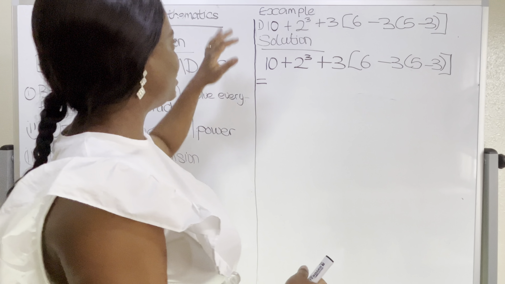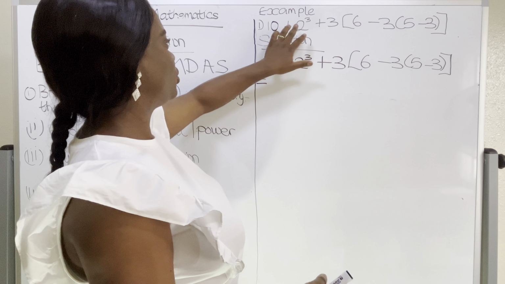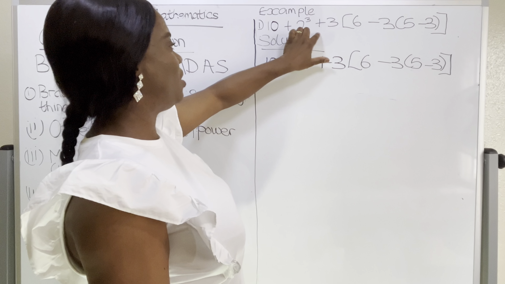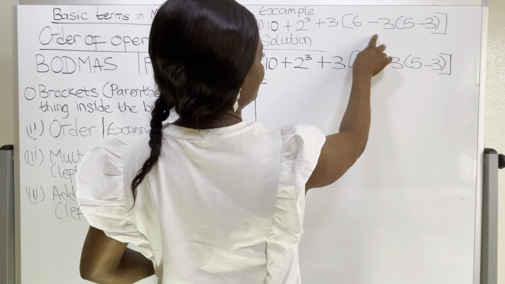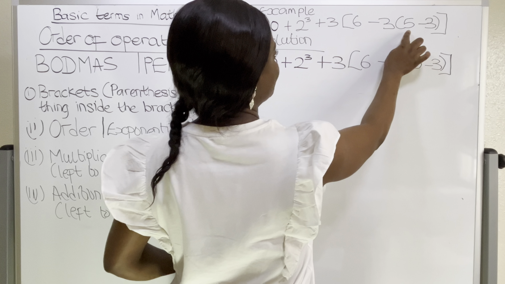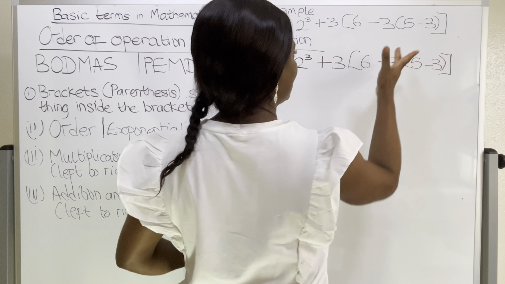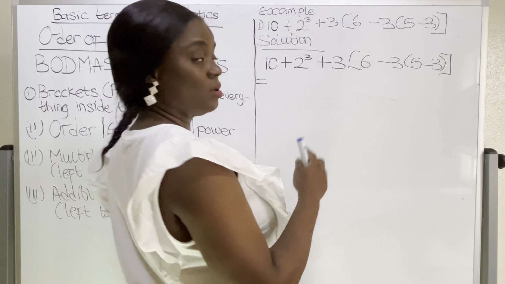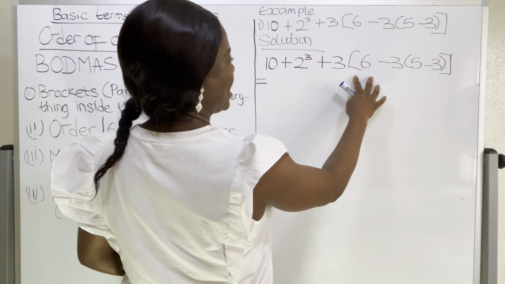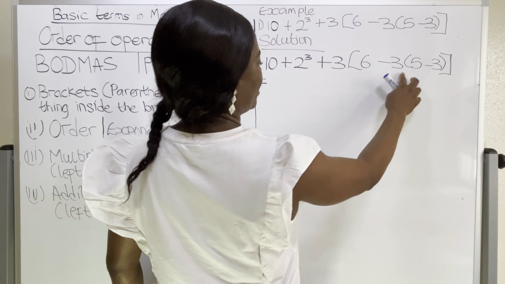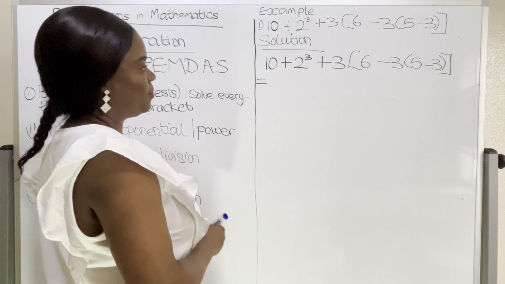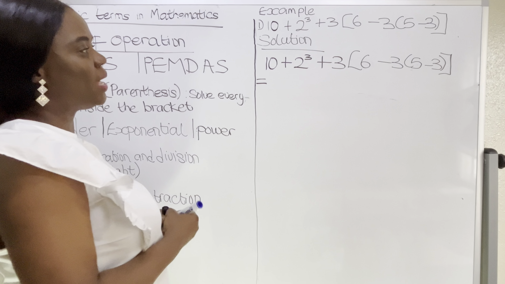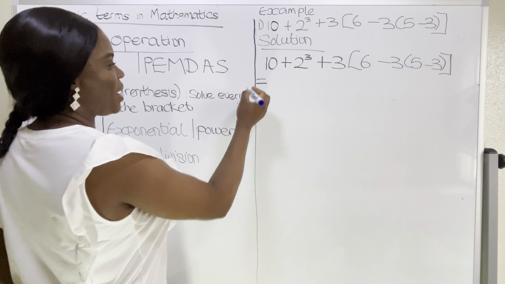Looking at this example, 10 plus 2 power 3 plus 3 outside the bracket, we have a big bracket, 6 minus 3 in bracket, 5 minus 3, close the brackets. Solution: 10 plus 2 cube plus 3 bracket 6 minus 3 in bracket 5 minus 3, close the bracket, then close the big bracket. First thing, using BODMAS, we are going to take care of the brackets first.